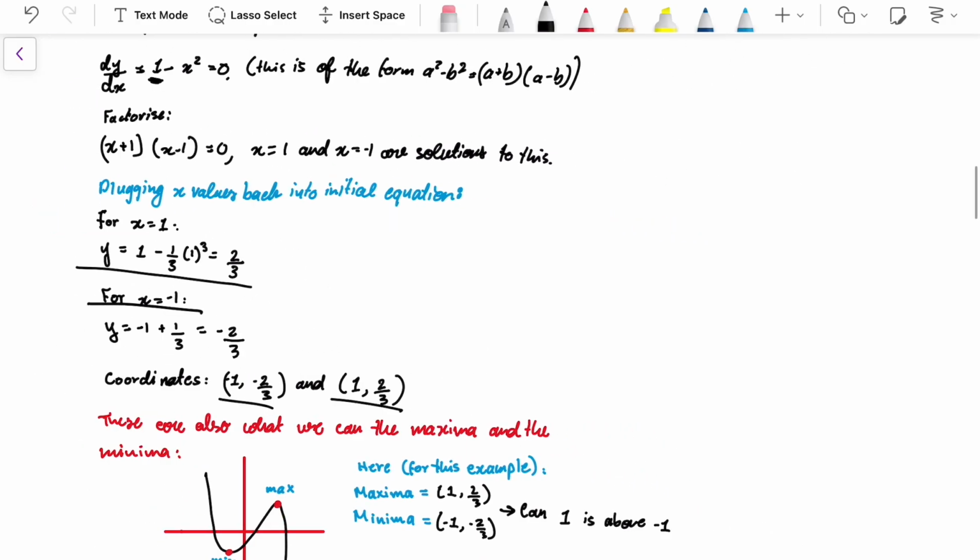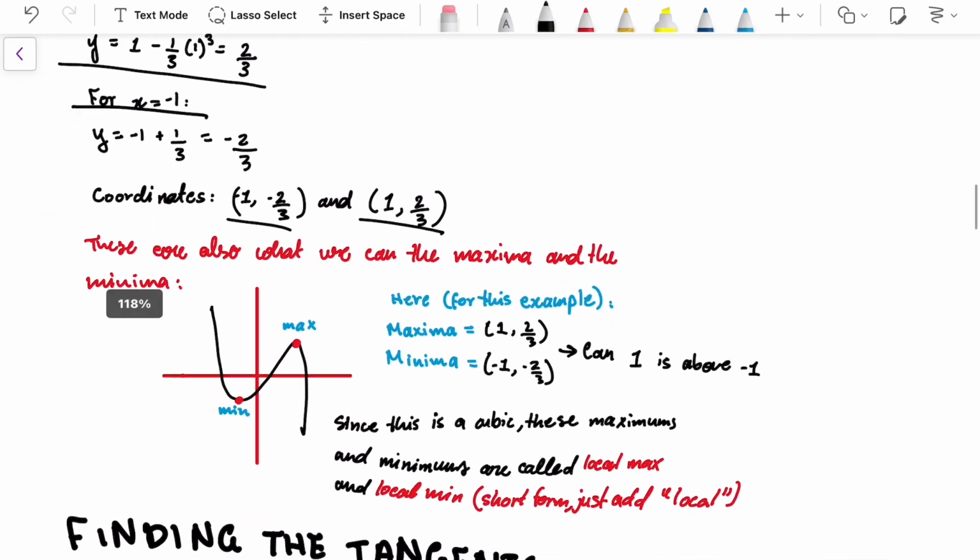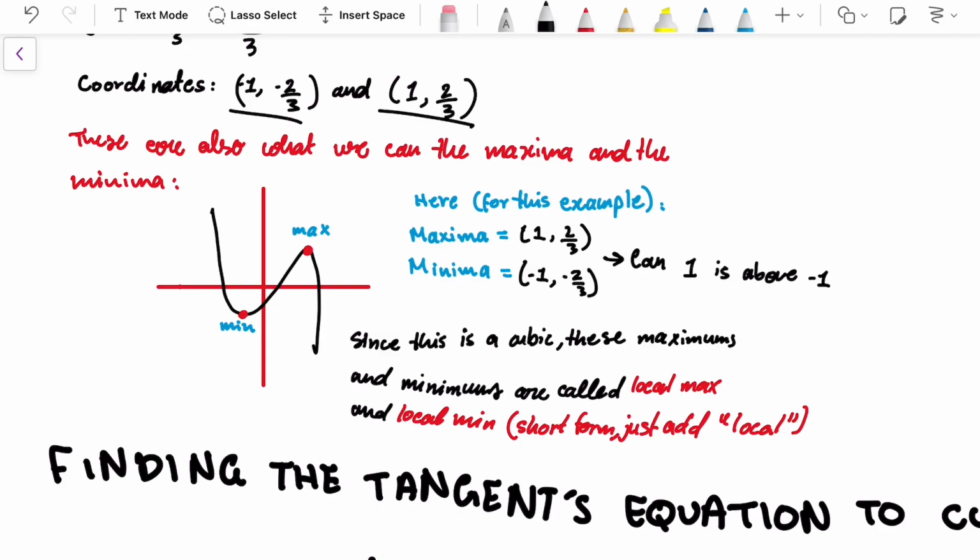All right. Now, these are also what we call maxima and minima. Also something really important to note over here, okay? So the maxima is basically the maximum point, pretty self-explanatory, right? And the minima is the lowest point before it goes into infinity on both sides, all right?